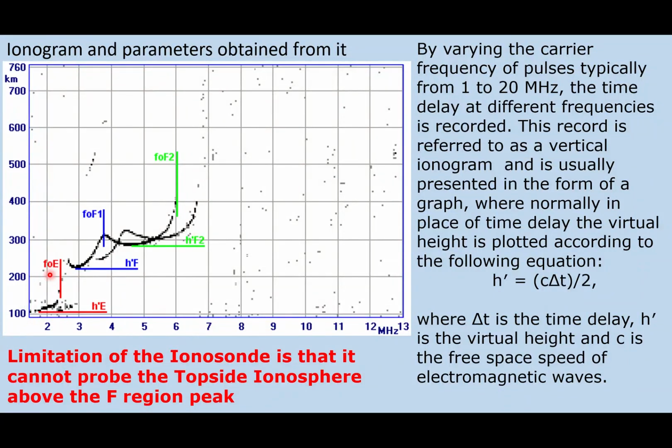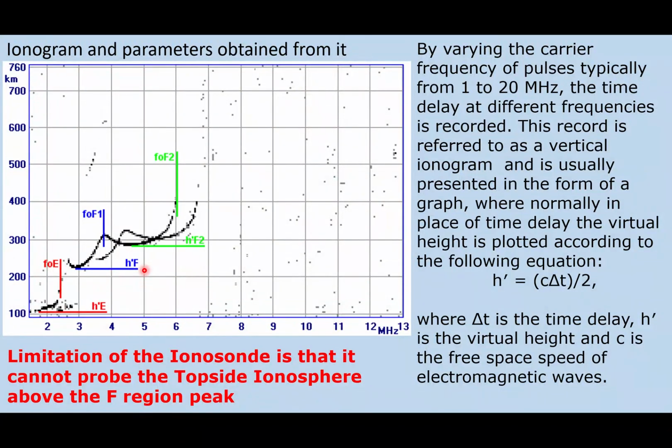Similarly, where the E region trace starts, that is h dash E, the virtual height of the E layer. Now above that you get a reflection corresponding to the F1 layer. So again you get a sort of cusp, and wherever that cusp occurs, that is the critical frequency of the ordinary wave of the F1 layer. Similarly, this is the height of the F1 layer.